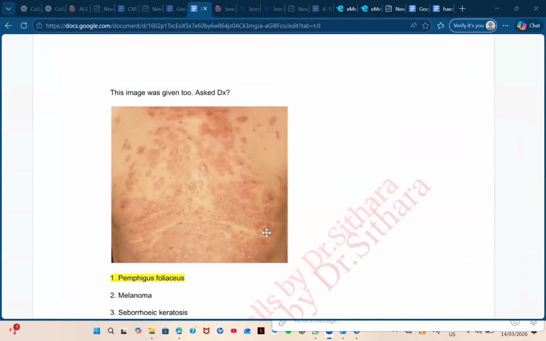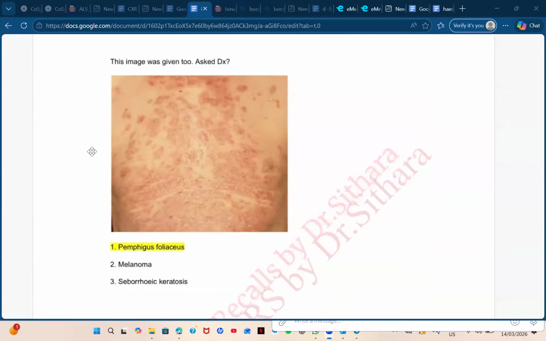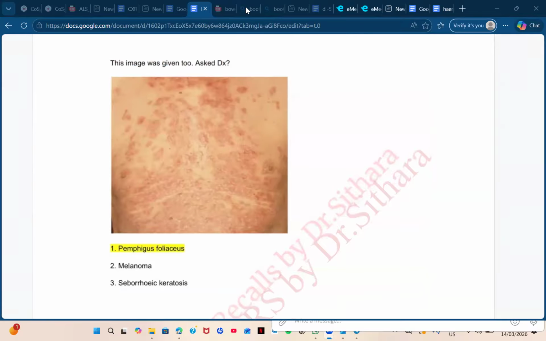So, what do you know about pemphigus foliaceus? What do you know about that disease? What is that, doctors? This is the November exam question. Because of that, I have added this part.